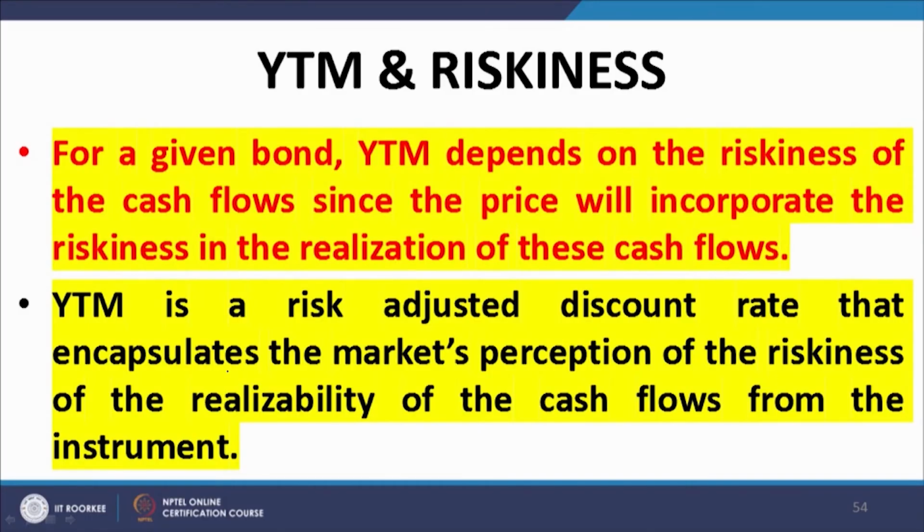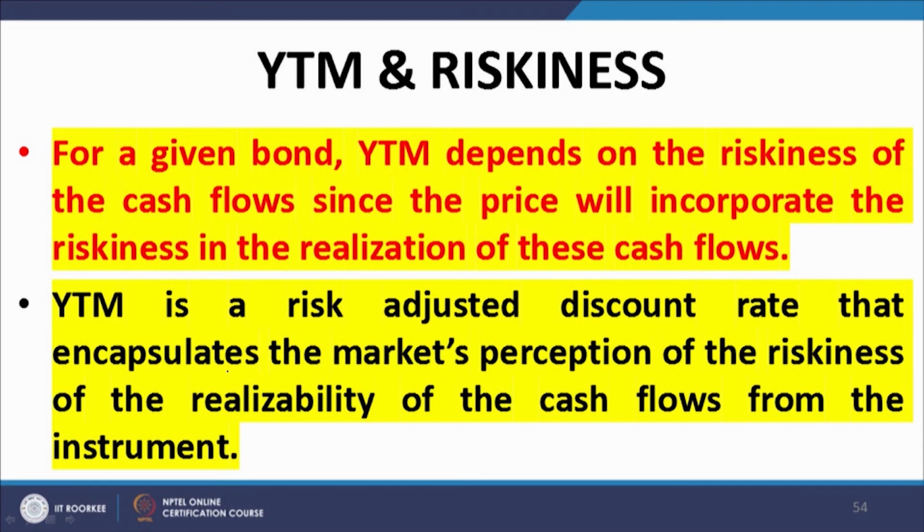So, the market has information about the riskiness of various securities that are traded in the market, and as a result the market incorporates that riskiness into the price of those securities. The price adapts itself to the riskiness, and as a result the YTM depends on the riskiness of the cash flows that are going to be generated from a particular security. In other words, the YTM reflects the riskiness of the cash flows that are expected to emanate from investment in a given security, because the price will adjust itself accordingly.